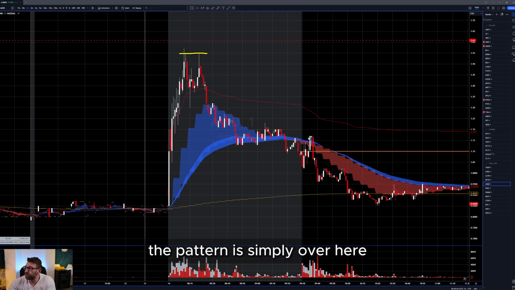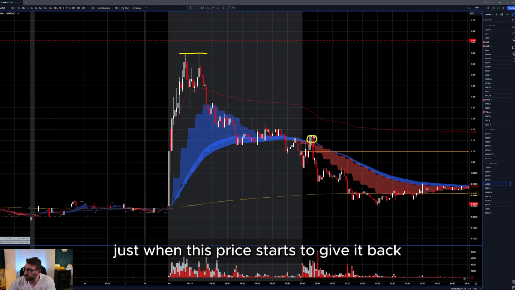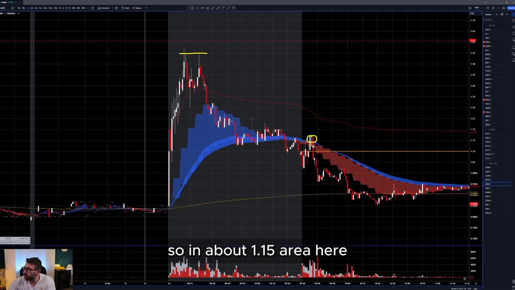The pattern is simply over here. So once the price opens over here at 9:30 below the J lines, right? So there's the 72 and 89 EMA that we can use on different products, different assets, and this is based on the Fibonacci numbers. We will have over here this opportunity to short just when the price starts to give back. So at about the 1.15 area over here, the risk that we'll put is going to be 1.17. So we're going to risk about 5 to 7 cents at the most.